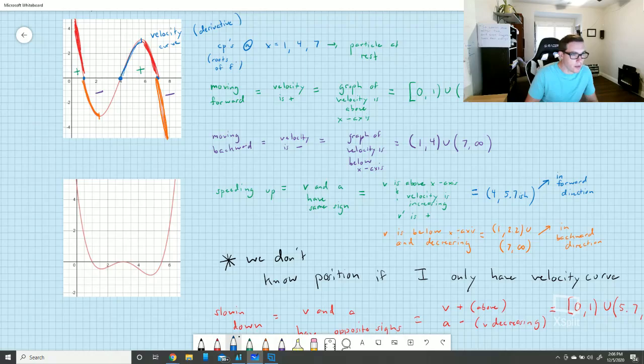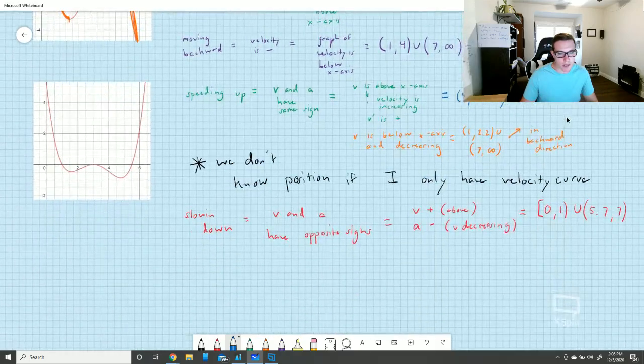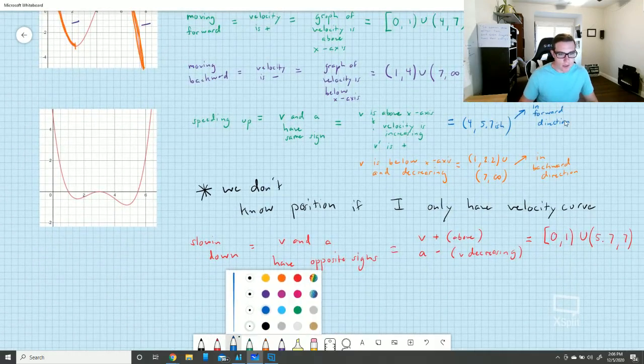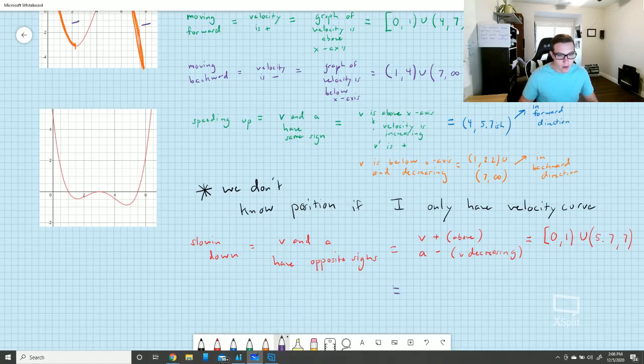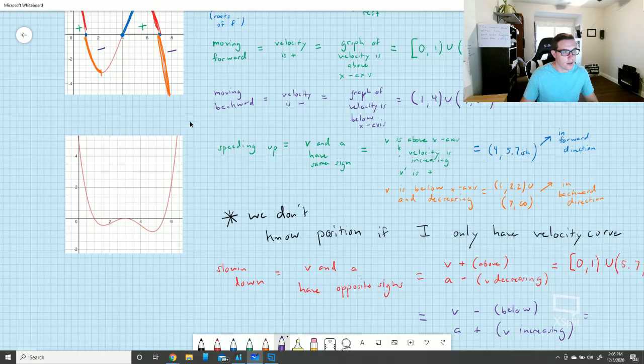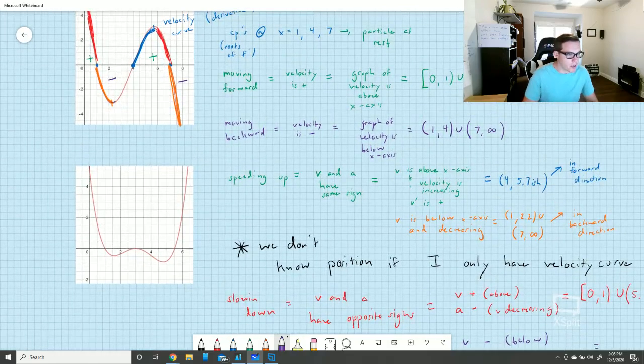So it looks like we only have one little segment left. We already talked about this. We were speeding up right here in the forward direction. Okay, last piece. Where am I slowing down? Where they have opposite signs. So the other case would be, let's do this one in purple, where velocity is negative, so below, and acceleration is positive, meaning velocity is increasing. And that happens at the interval right here, this last piece. So you should have every interval accounted for. That looks like my 2.2 to 4 interval. 2.2 to 4.